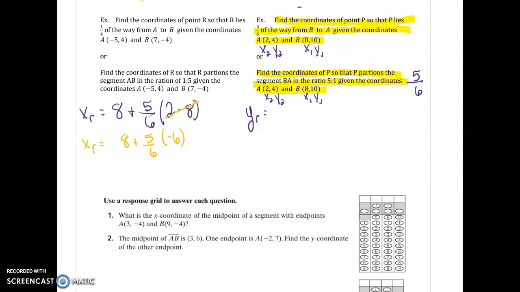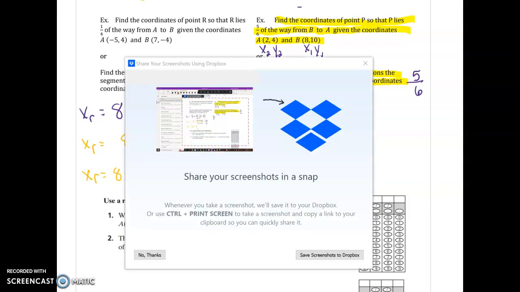Then I multiply my fraction. So let's make this -6 a fraction. So I multiply across, that's -30. Multiply my denominator over 6, divide that up, and I get -5, and once I add that, the x coordinate is 3.